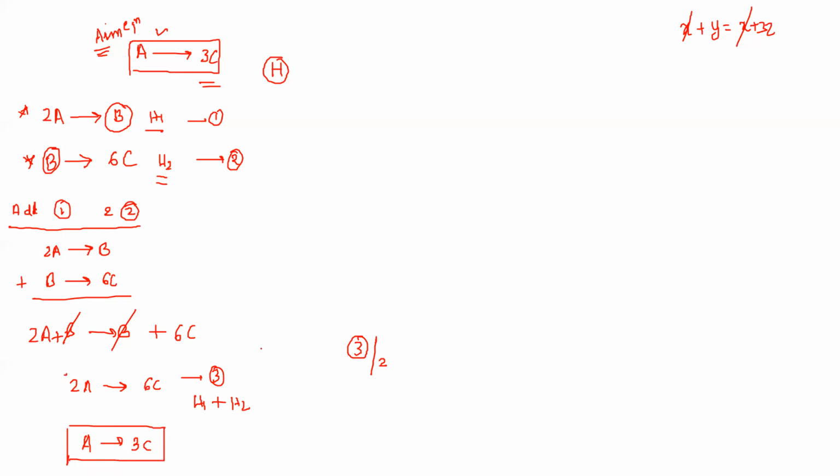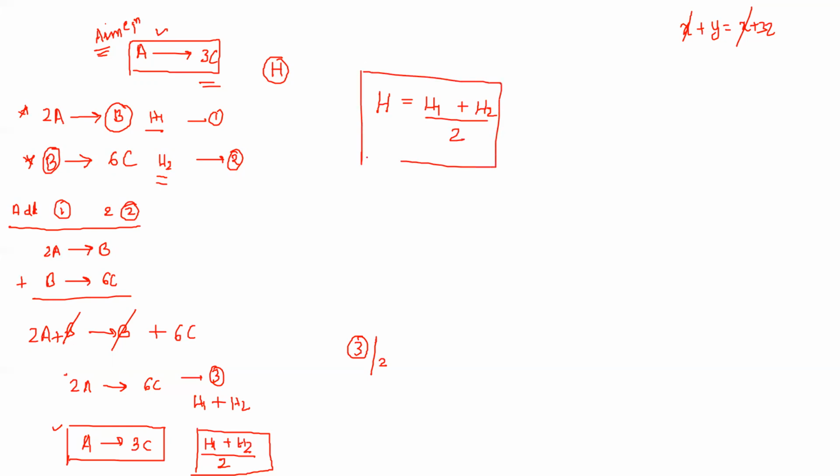As I said, whatever we do with the equation, we do the same thing with enthalpies. The enthalpy of the reaction also gets divided by 2. So this is the heat of this particular reaction. We have H is equal to H1 plus H2 by 2. That is the result for this particular reaction.